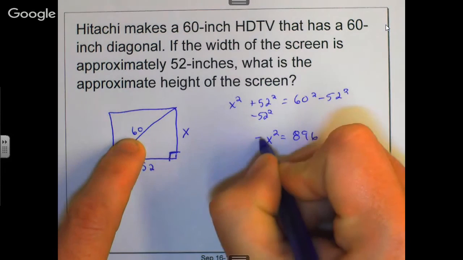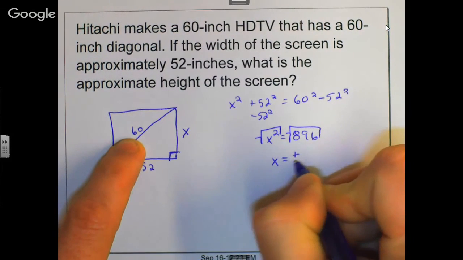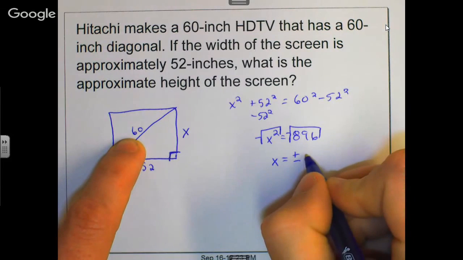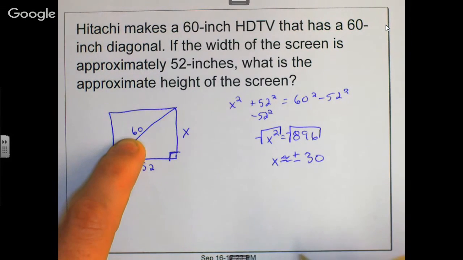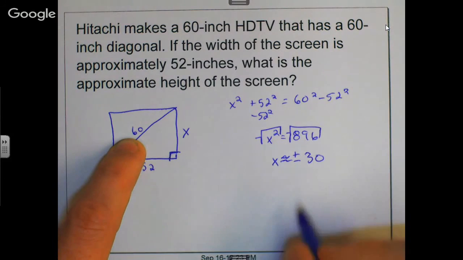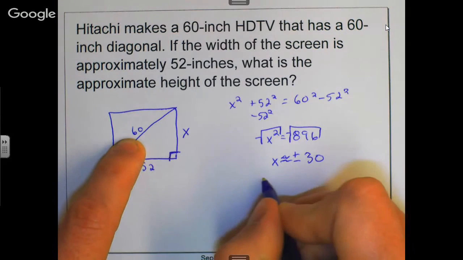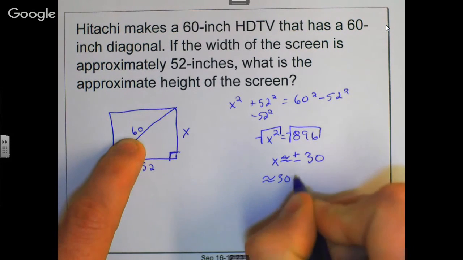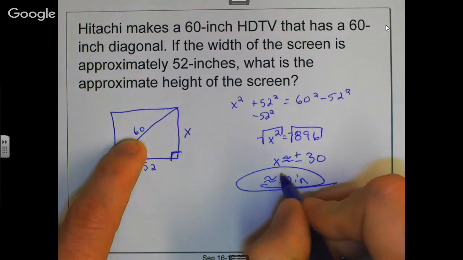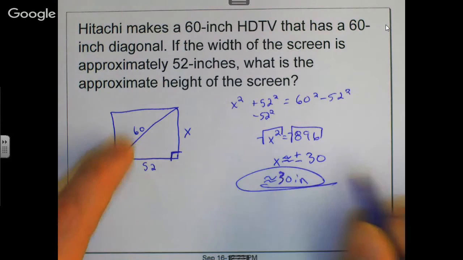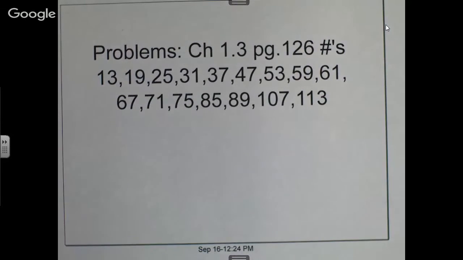896. And the square root of that. So x equals plus minus about 30. Okay. Now, what is my answer? Well, what is the approximate height of the screen? I can't have a negative, so we'll say about 30 inches is the height of that. About 30 inches.